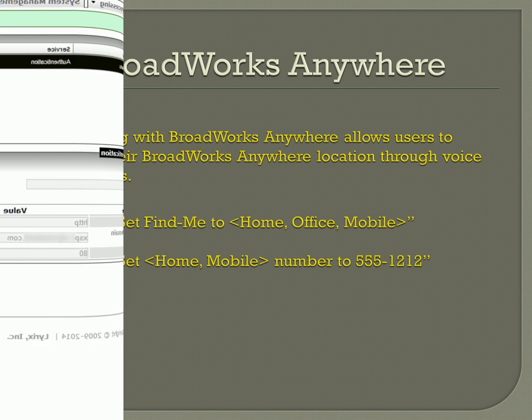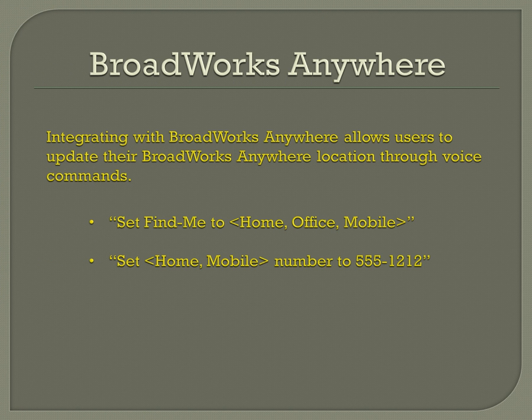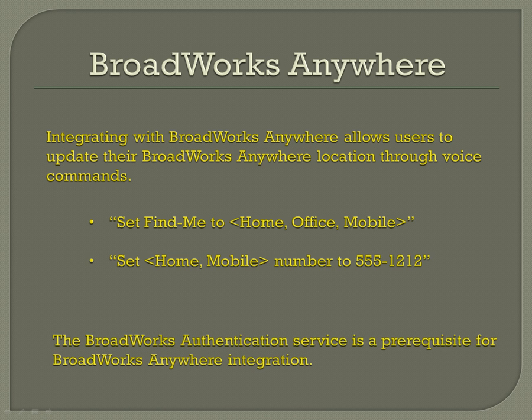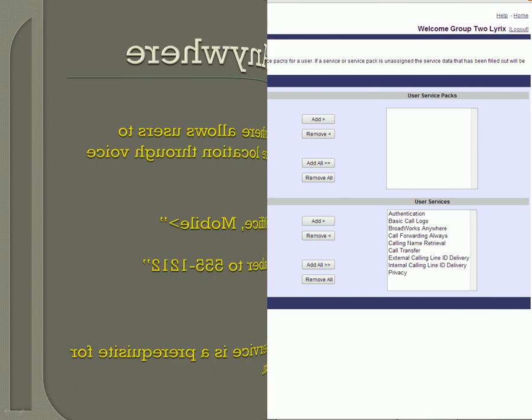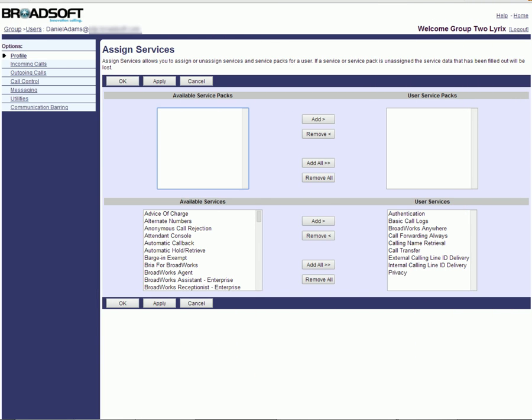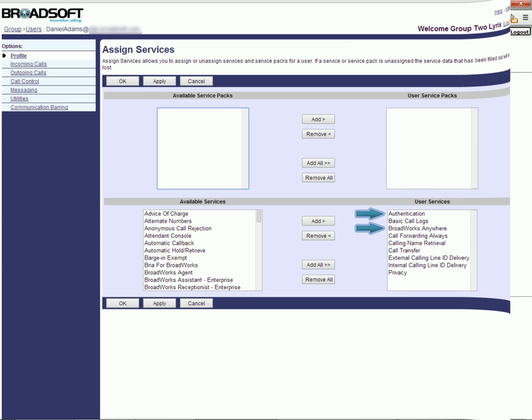With the BroadWorks Anywhere integration, users are able to update their BroadWorks Anywhere coverage by saying, "Set Find Me to Home, Office, Mobile." Before configuring the BroadWorks Anywhere integration, the BroadWorks Authentication service must be configured. For BroadWorks Anywhere to function properly, every user must have the authentication and the BroadWorks Anywhere services assigned to their BroadWorks account.